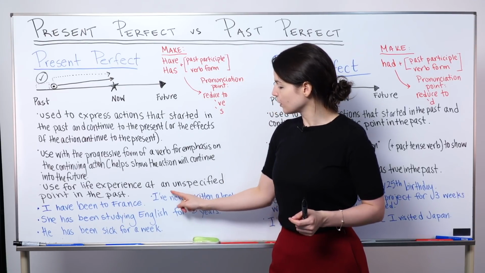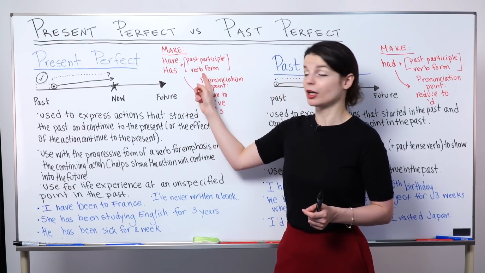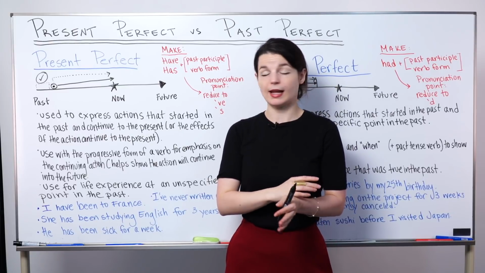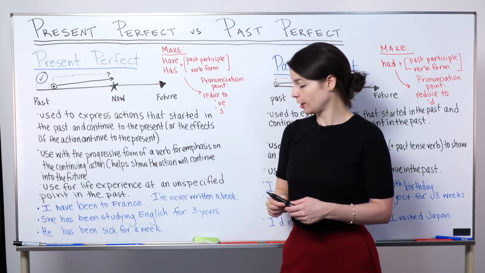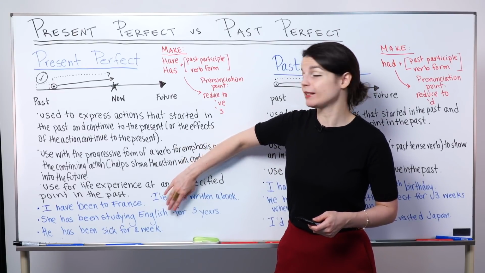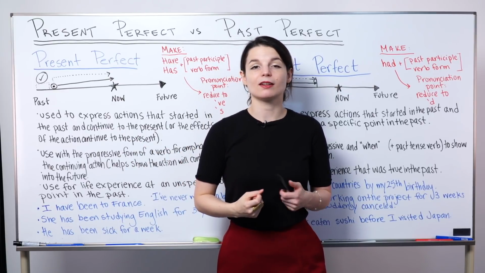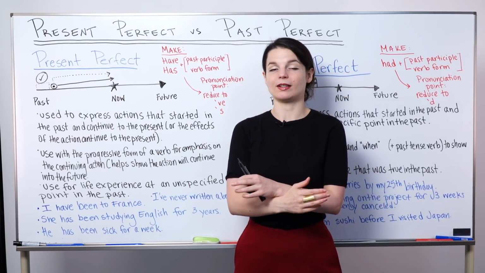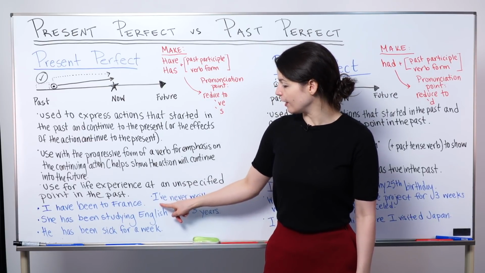So when we include never before a past participle verb in this pattern, it means no life experience at any time in the past. I've never written a book. This sentence, I've written a book, means at some point in the past, I had the experience of writing a book. This, however, means no experience. I mentioned this point right here, this I've.